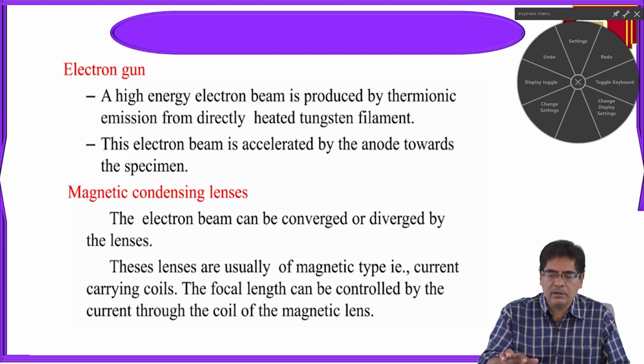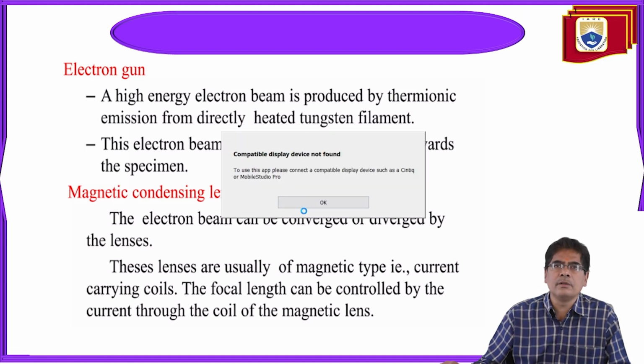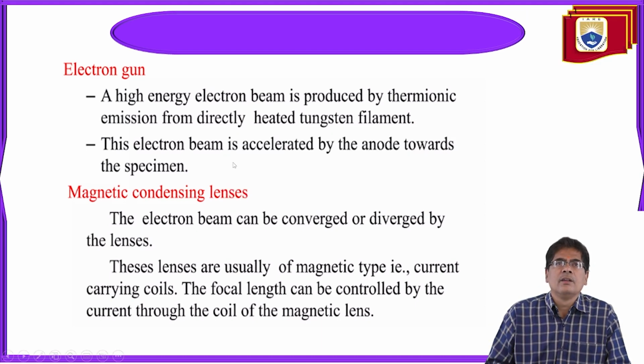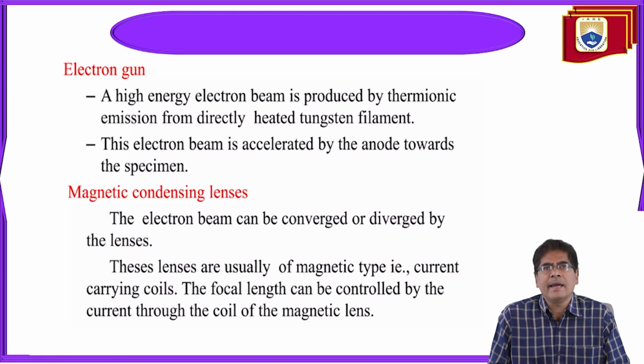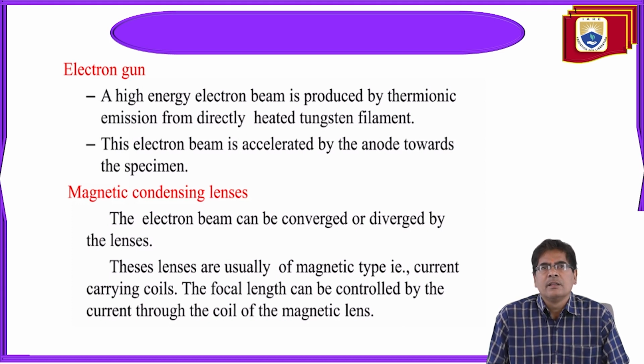If you come to some of the components like the electron gun, a high energy electron beam is produced by thermionic emission from a directly heated tungsten filament. This electron beam is accelerated by the anodes towards the specimen.